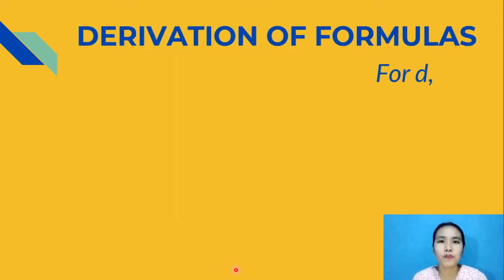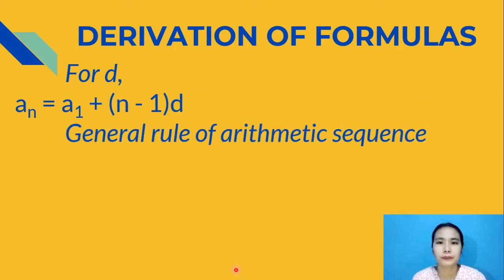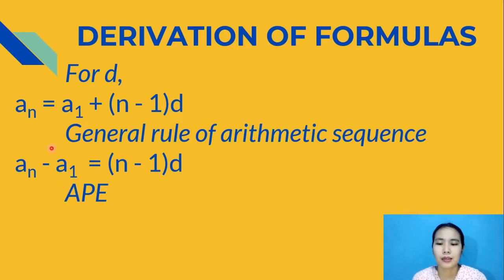If we are looking for d or the common difference, we use again the general rule of an arithmetic sequence. And then we apply the addition property of equality or APE. We add negative a sub 1 to both sides. A sub n plus negative a sub 1 is equal to a sub n minus a sub 1. A sub 1 plus the quantity of n minus 1 times d plus negative a sub 1. Our a sub 1 will be cancelled, so the remaining will be n minus 1 times d.